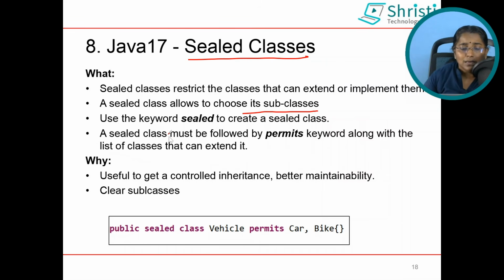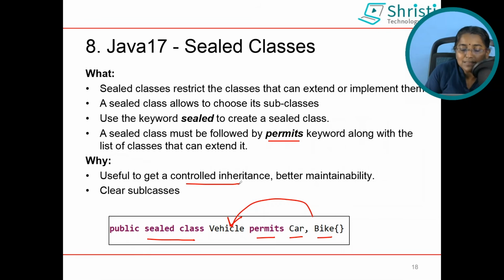So how is it done? First, you need to make your class sealed. See here, public sealed class Vehicle. I don't want all the classes to extend my class, so I am providing permission only for two classes, car and bike. For this, use the keyword permits. The permits keyword provides the classes that can extend the Vehicle class. So a sealed class must be followed by the permits keyword along with the names of the subclasses that can extend the Vehicle class. The purpose of sealed classes is controlled inheritance.